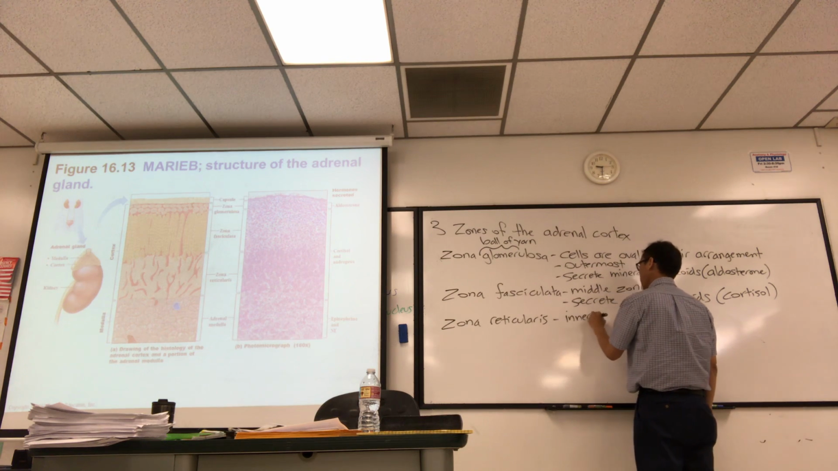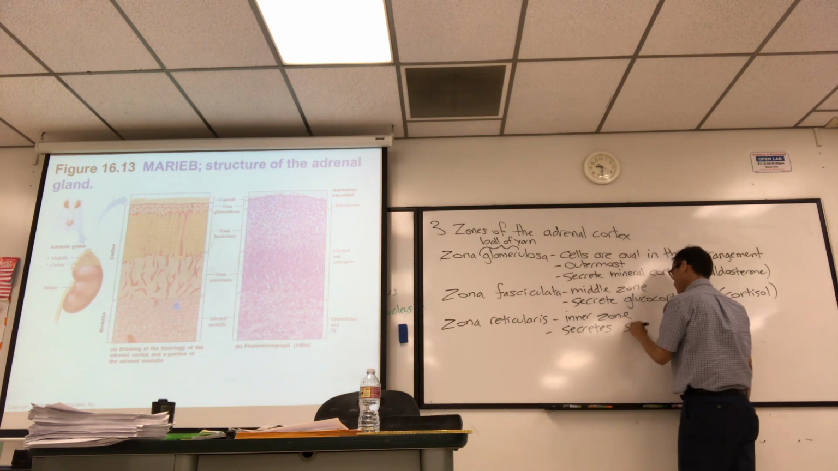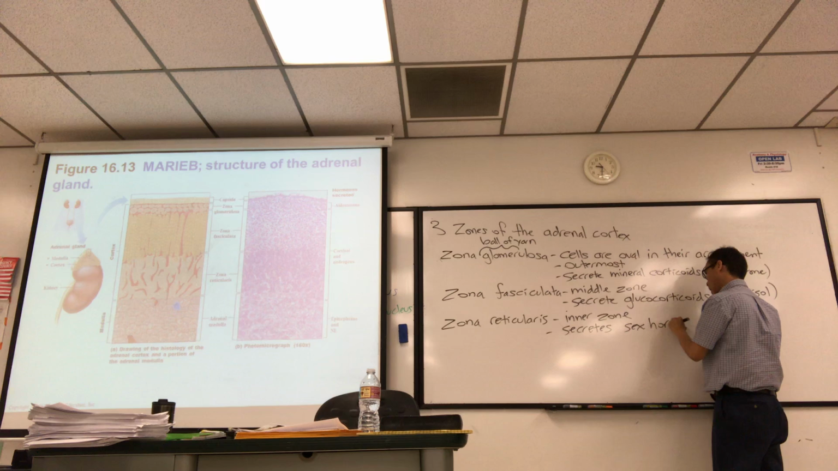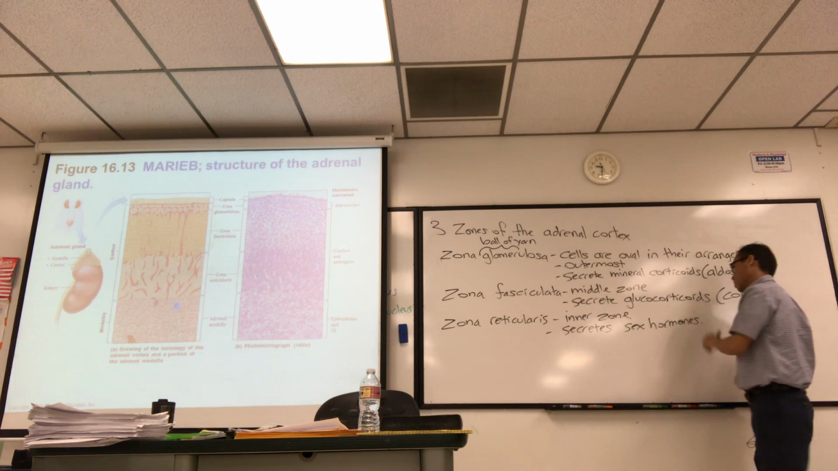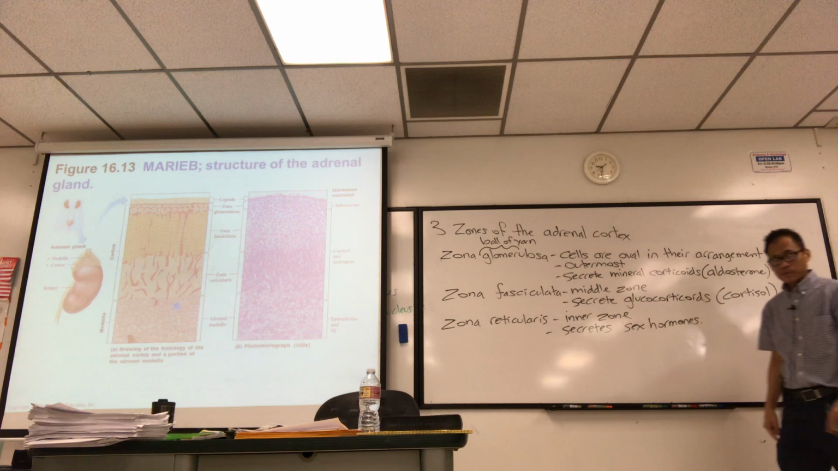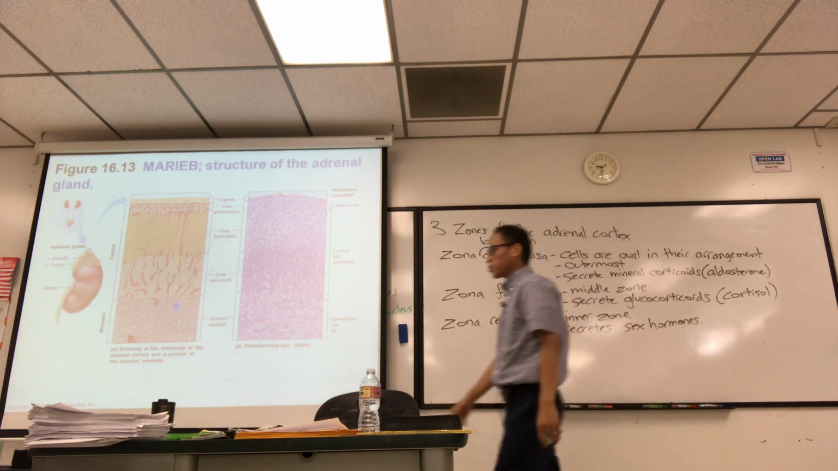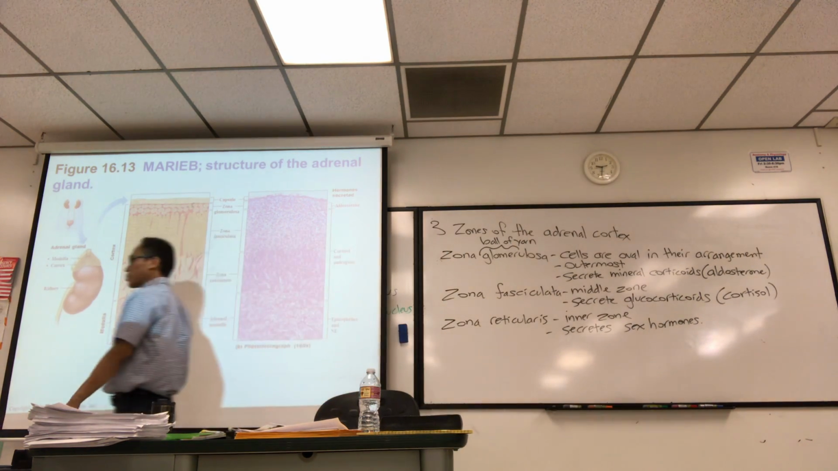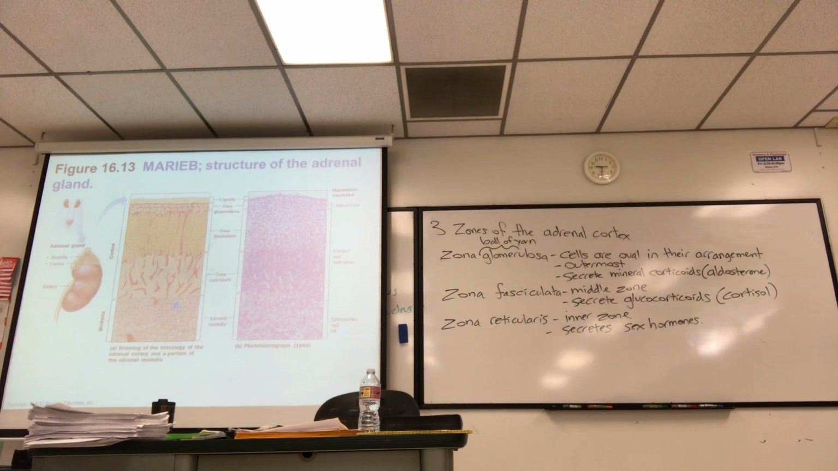I'll say the inner zone secretes sex hormones. I won't say too much about them. The majority of the sex hormones are from the gonads, not the adrenal cortex. But maybe it's really not known the true function of the sex hormones from the adrenal gland. Maybe they help kick off puberty or something like that. We don't really need to be concerned with it. Just know they secrete the sex hormones. Those are the three zones.